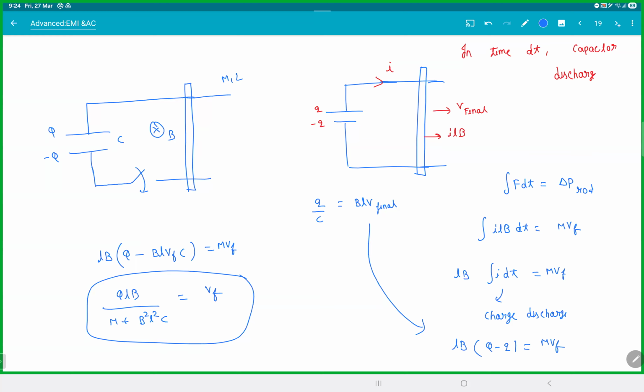When you close the switch, the charge will discharge in such a small time. The rod will feel there's a huge current, and the rod will feel as if someone kicked it. All clear with this? So that's one good thing. So do check it out.